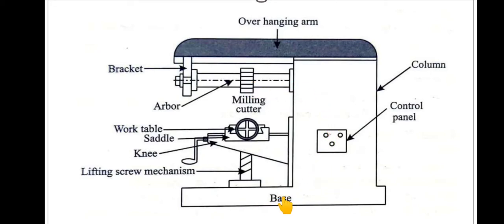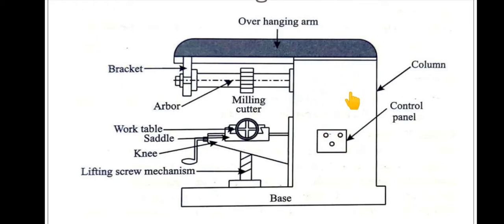This is the base, usually a cast iron structure which is hollow and is an integral part of the column. Next, the column, which is an integral part of the base, is made of hollow cast iron. It is rigid. It houses the main drive, transmission, spindle, and so on.